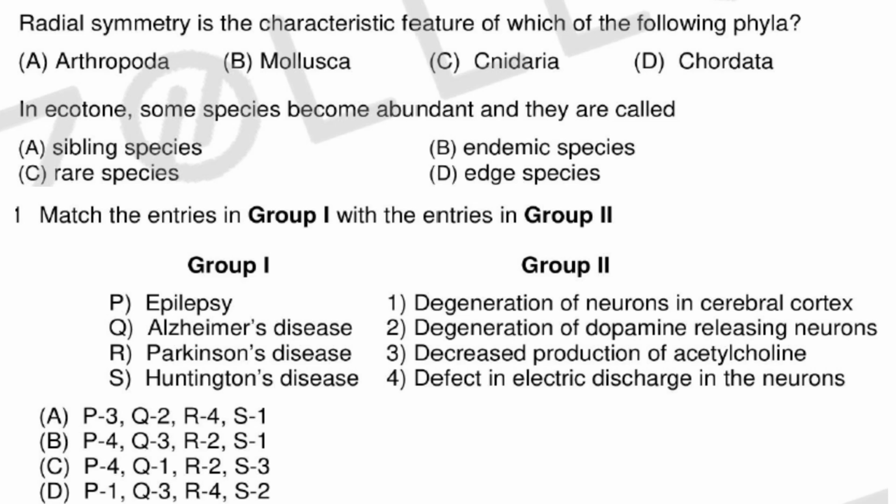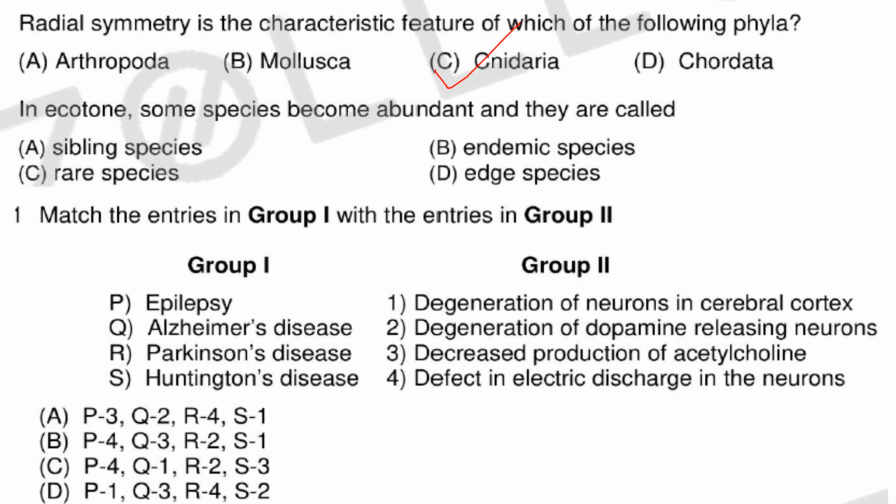Then next one. Radial symmetry is the characteristic feature of which of the following phyla? Arthropoda is having bilateral symmetry. Mollusca is also having bilateral symmetry. Cnidaria is having radial symmetry. Chordata also bilateral symmetry. So your answer is Cnidaria.